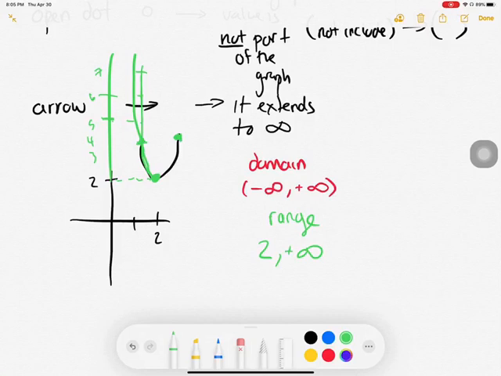Now we have to decide which symbols we're going to use in this case. Okay, we have two options. So infinity is always going to have a parenthesis, because since infinity is not a real number, it is just a symbol to denote it's never going to end. We're not going to include it in the set. That's why we always have a parenthesis with infinity. But the number 2, we have to choose between a parenthesis and a bracket, either or. It depends on whether the number is part of the set or not.